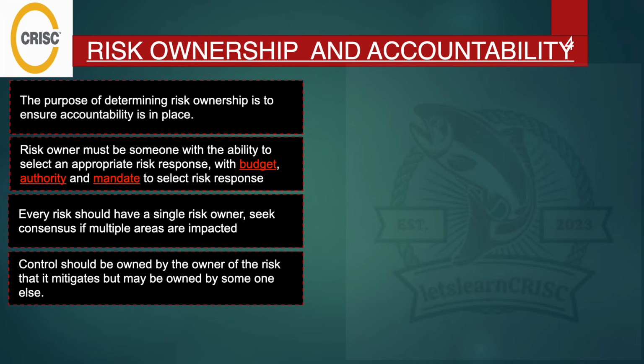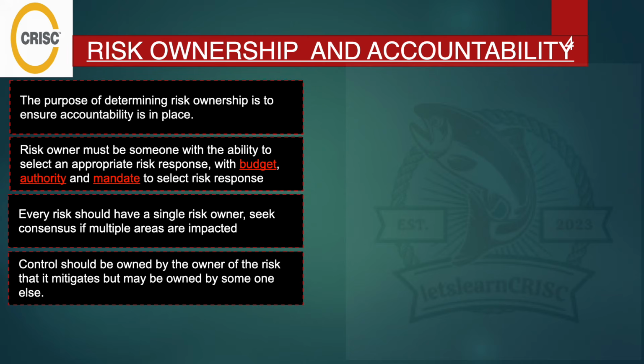Next, a control should be owned by the owner of the risk that it mitigates, but may be owned by someone else. Friends, in this ownership alignment, ideally a control should be owned by the same individual or team responsible for the risk it mitigates. This ensures clear accountability for both the risk and associated control measures. In cases where the control has an impact on multiple risks across the organization, it may have a separate owner. This is a practical approach to ensure effective control implementation.